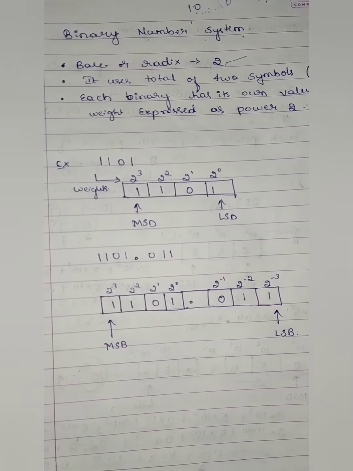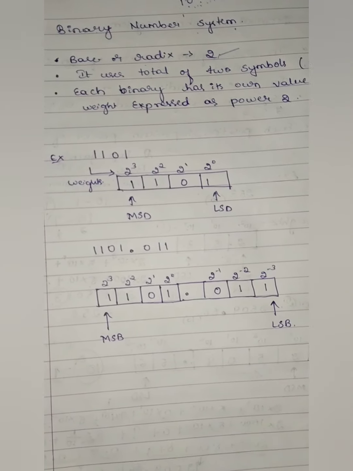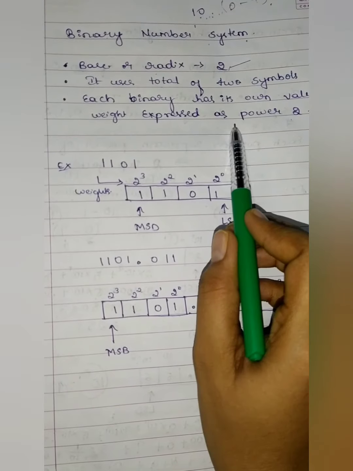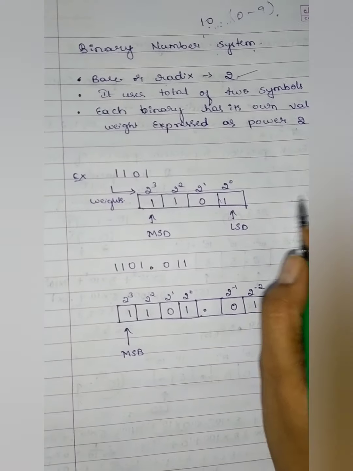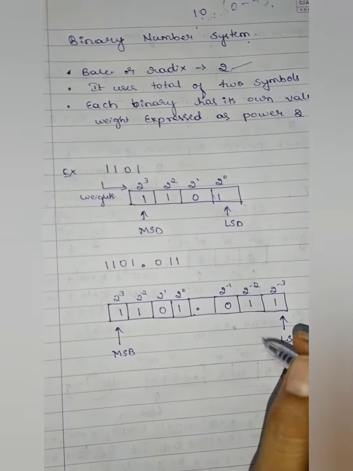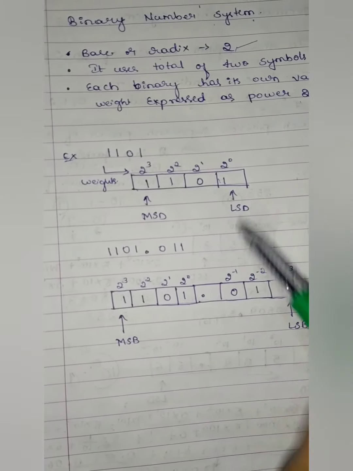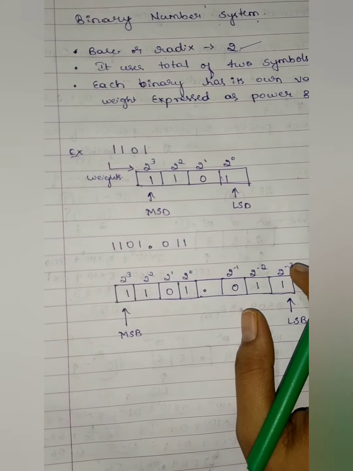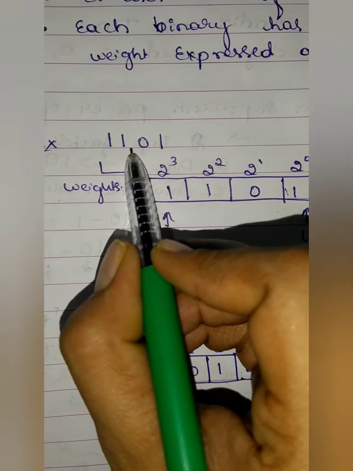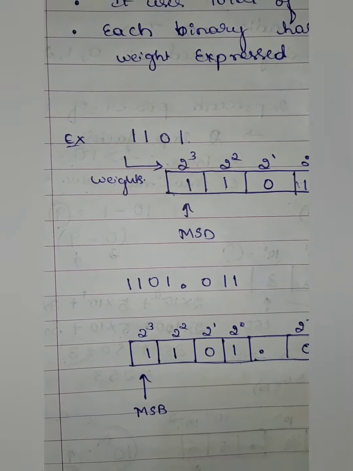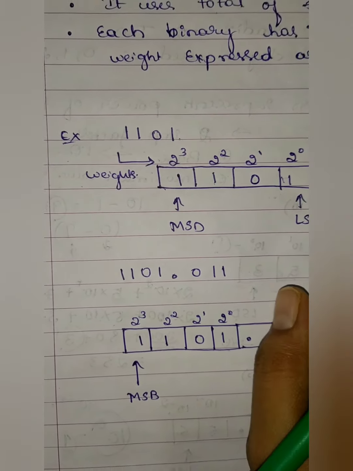The binary system is a positional value system where each binary digit has its own value or weightage that is expressed as a power of 2. In the decimal number system, we can write values from 0 to 9, but in the binary number system we need to consider only 2 symbols or digits, 0 and 1. Whatever the value is, it must be represented with zeros and ones. For example, take 1101. This 1101 needs to be represented in binary positional values as powers of 2.